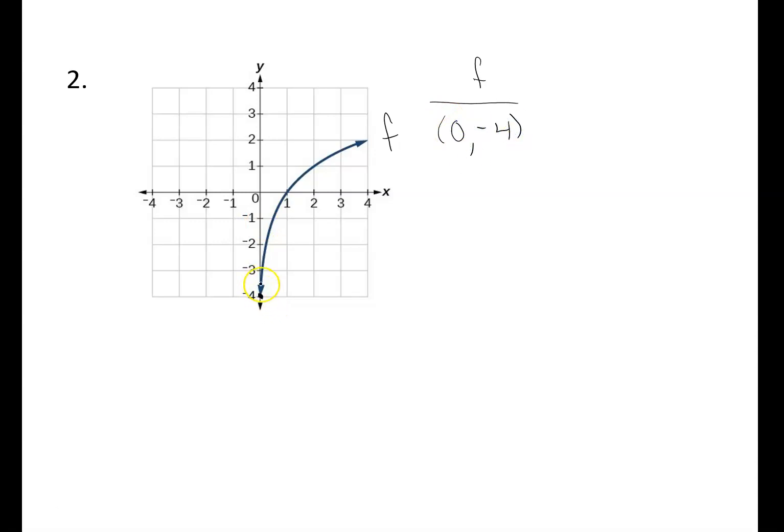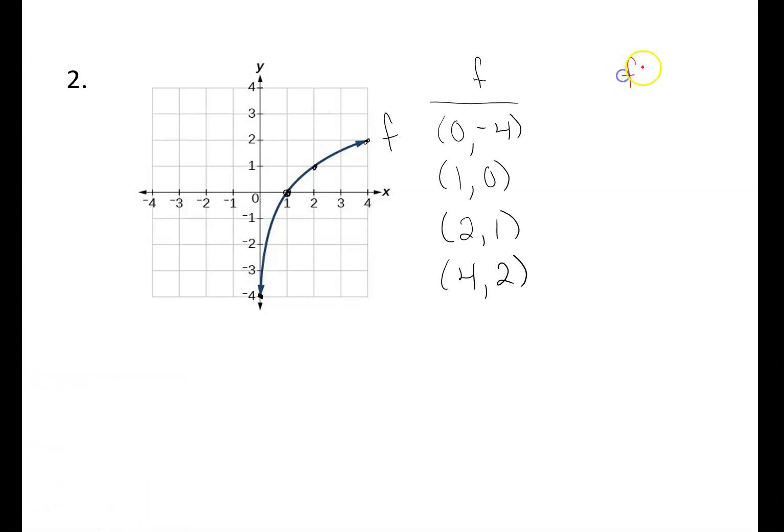And let's see where else I can pick. I can pick this point here, which is 1, 0. I can pick this point, which is 2, 1. And let's go to the end of the arrow there at 4, 2. So now we have 4 ordered pairs that are on F.